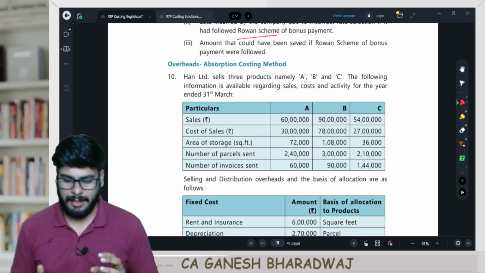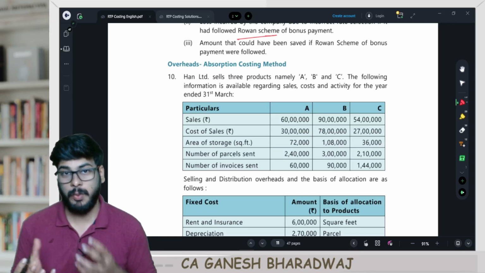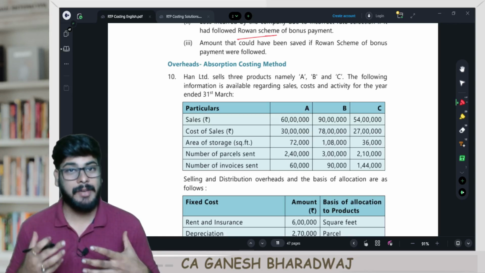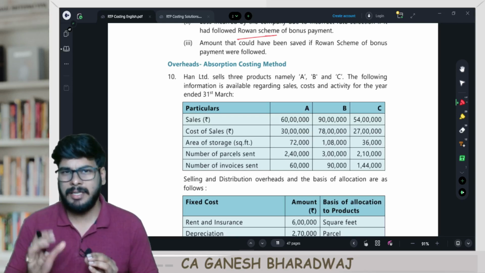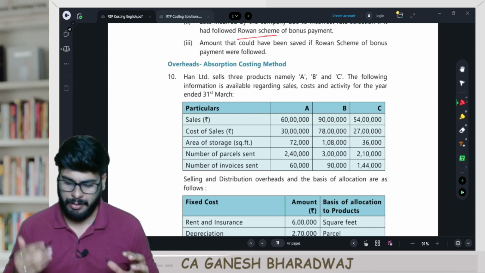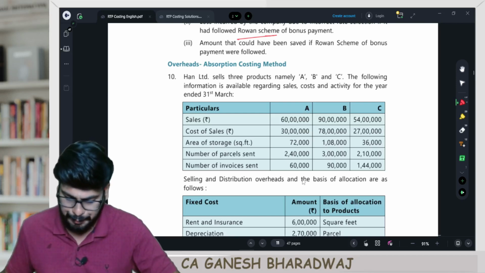Now, let's move on to the next question, which is question number 10. So this question is basically a blend of overheads with marginal costing. Now, look at the variety at which they are asking. They have linked the two chapters and they are asking fairly a simple sum, which you can crack by yourself. Now, let me quickly read out the question for you.